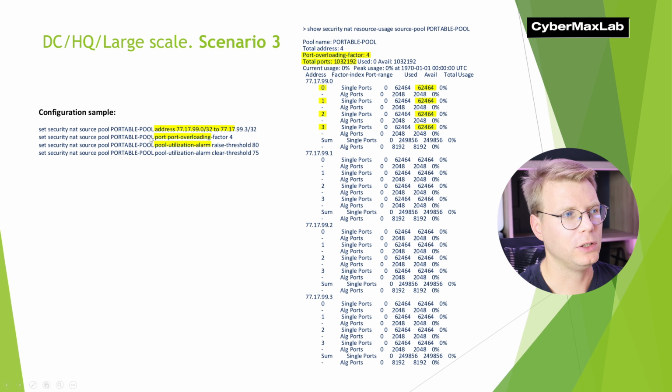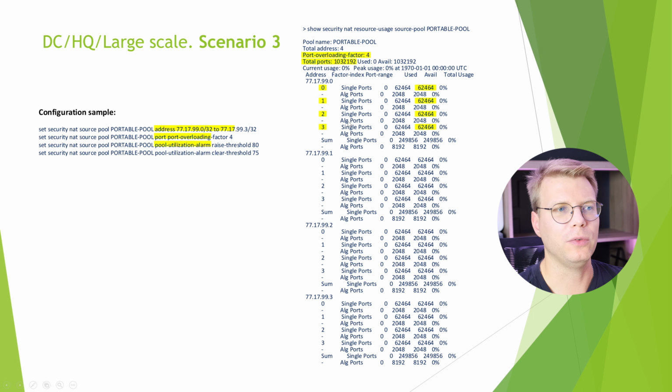On the left side, we can see configuration. So I just set 4 IP addresses, overloading factor 4, and also use a pool utilization alarm feature, which I highly recommend especially for the very important network segments. So if the utilization goes above raise threshold, it sends SNMP trap. And this is the resource usage command on the right side, which basically shows our pool statistics, the total ports, including twin port. And then for every single IP address, we see 4 subpools based on our factor settings.